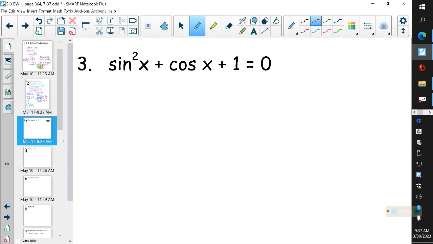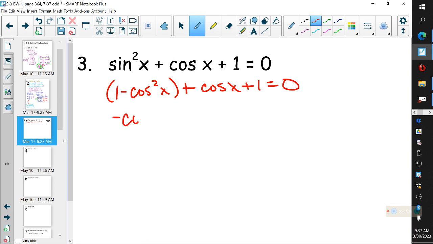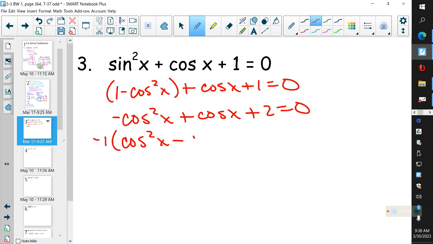Number 3, sine squared of x plus cosine of x plus 1 is equal to 0. So again, I have 2 different trig functions. So this is going to be 1 minus the cosine squared of x plus the cosine of x plus 1 is equal to 0. I'm going to go ahead and drop those parentheses. The 1s are going to give me a 2. So negative cosine squared of x plus a cosine of x plus a 2 is equal to 0. Then I'm going to pull out a -1, making that the cosine squared of x minus the cosine of x minus the 2 is equal to 0.